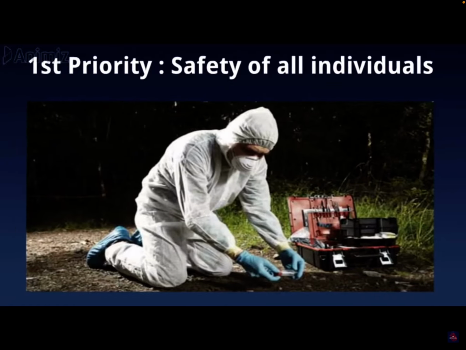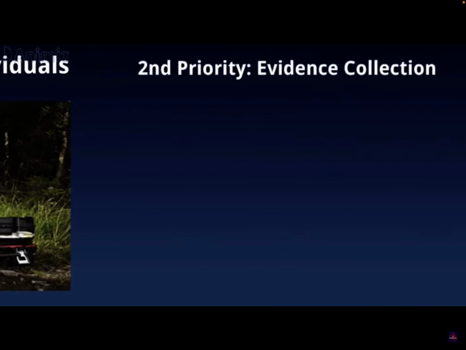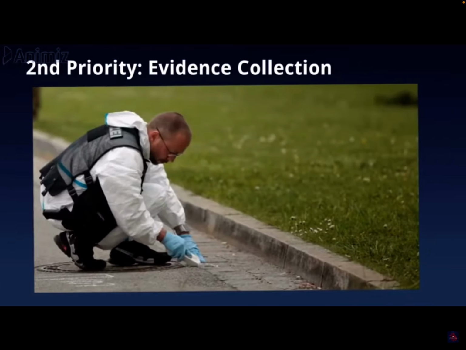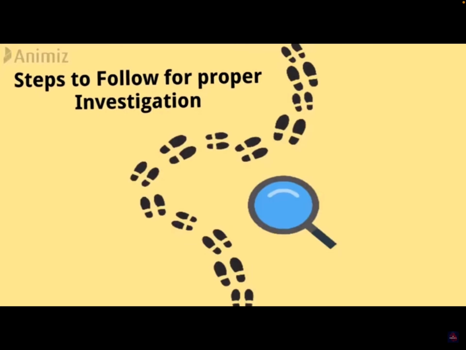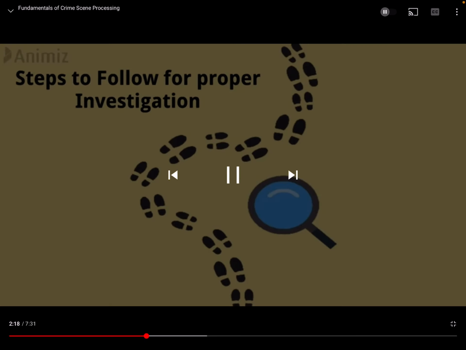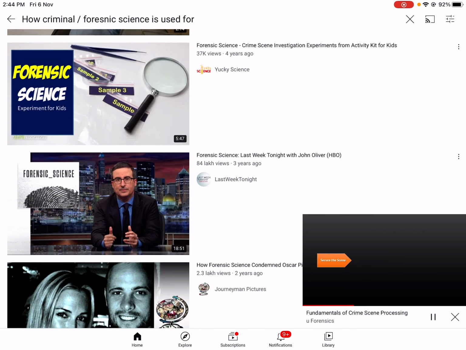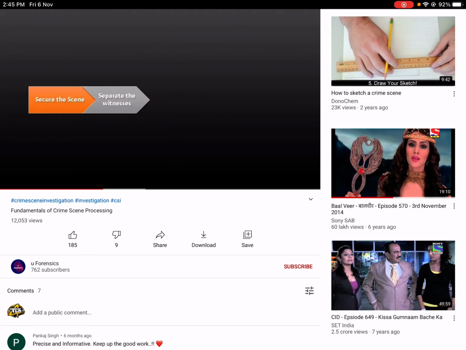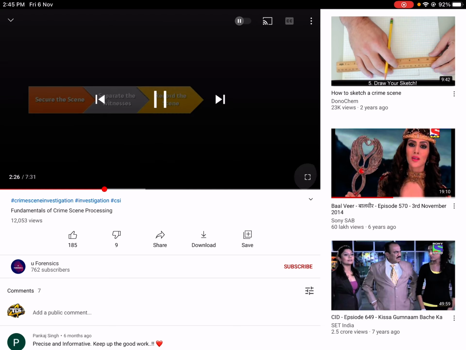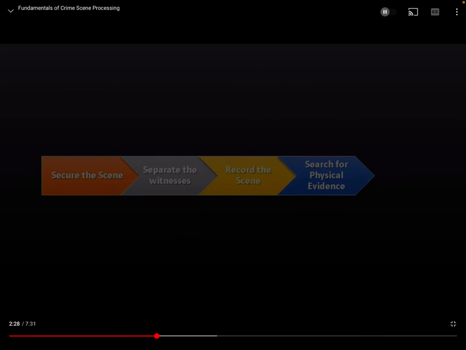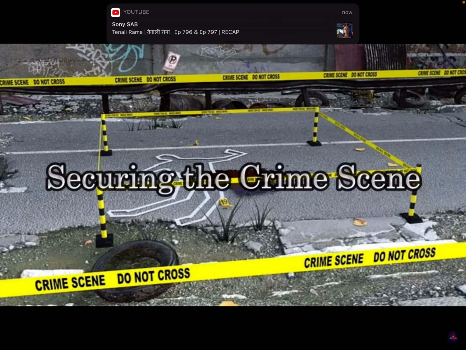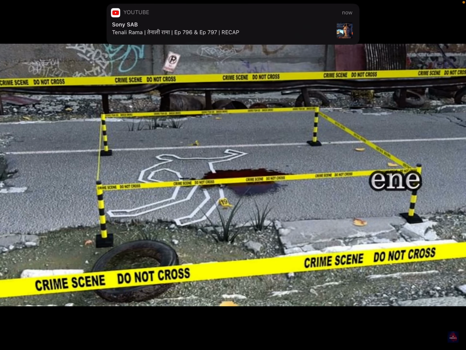An important thing to remember at a crime scene is that the safety of all individuals present is the first priority, and second, preservation of evidence and its collection. Now, to properly investigate a crime scene, one must follow the following steps. Secure the scene, separate the witnesses, record the scene, search for physical evidence, and collection of physical evidence. First, securing the crime scene.